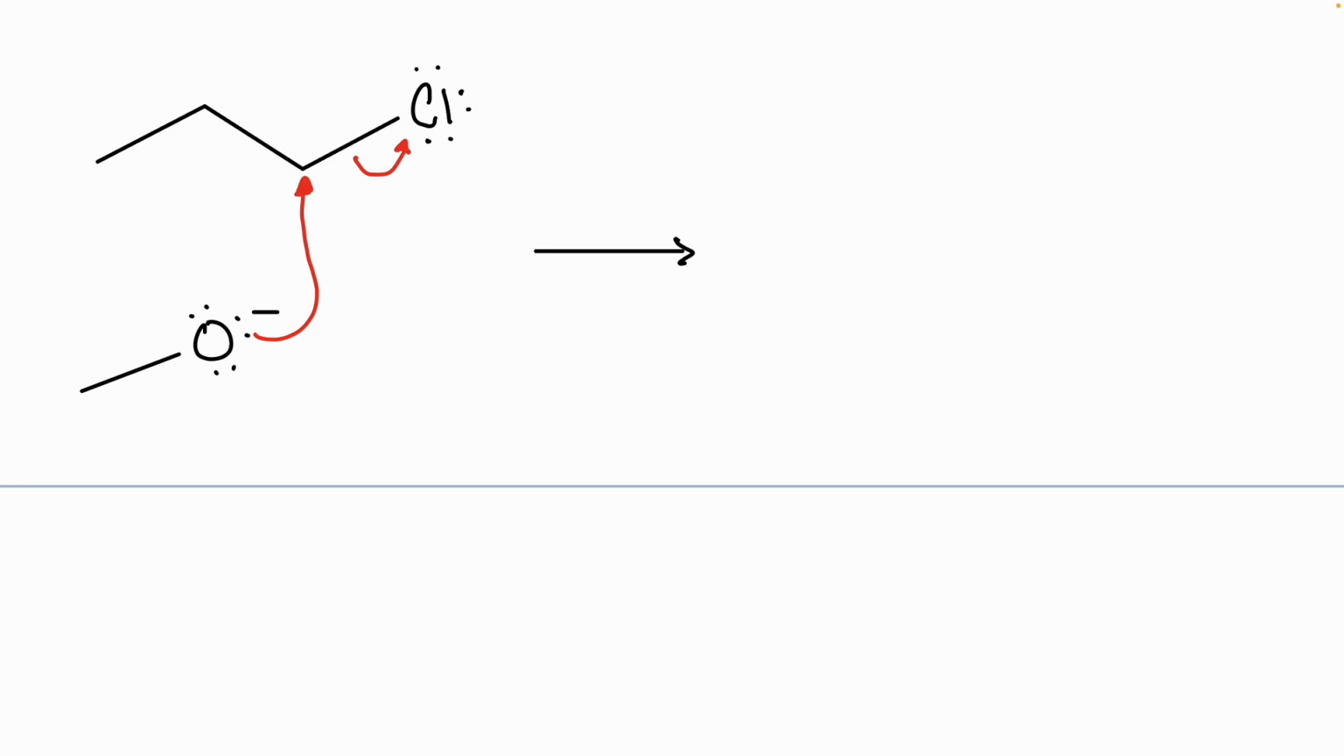All right, so this first arrow here would be which one? Formation or breaking? So this is a formation arrow. And what about this second arrow here? This would be a bond breaking arrow. All right, so let's form that new carbon-oxygen bond.